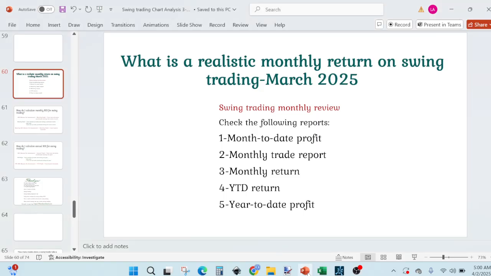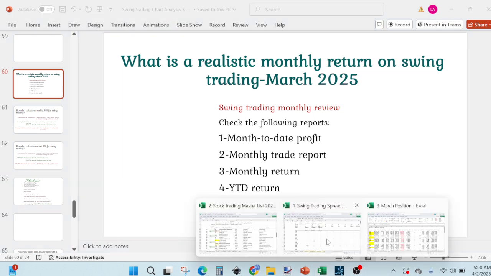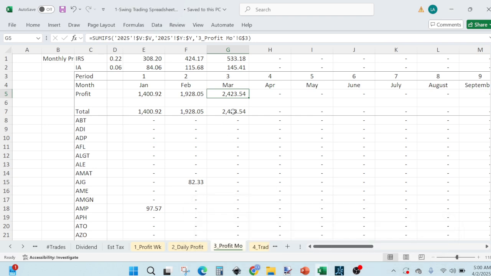Hello, what is a realistic monthly return on swing trading? March monthly profits from swing trading. So for the month of March, we made $2,400. So we are going to go through different reports to show the details, just to give you an idea what to expect when you are swing trading, at least at the beginning.